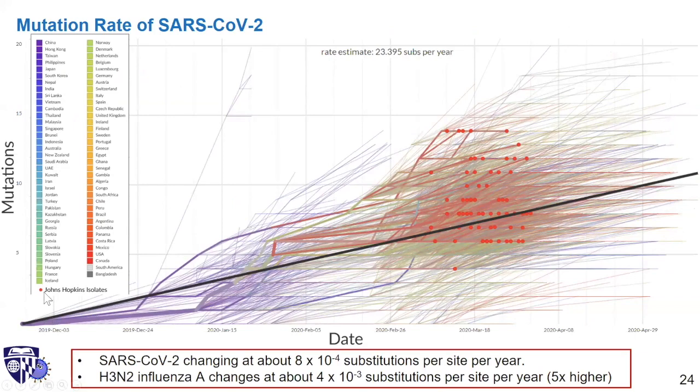This is a plot of genetic distance on the vertical axis against time on the horizontal axis. This gives us an estimate of the evolution rate of the virus. And again, I'll show you how to do this interactively. But this plot, which is generated by the NextStrain tool, gives you a rate estimate, this black line, this regression line, of about 23, 24 substitutions per year in this virus. So this is quite slow, with SARS-CoV-2 changing at about 8 times 10 to the minus 4 substitutions per site per year. So this is this number divided by 30,000. For instance, H3N2 influenza A changes at about 5 times faster rate. So this virus changes at a slower rate.